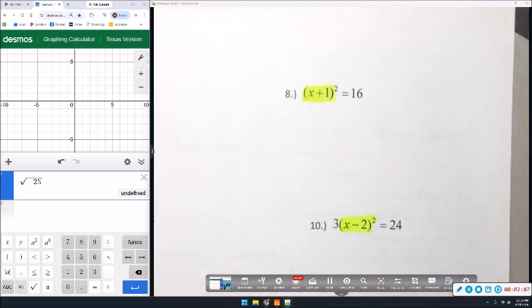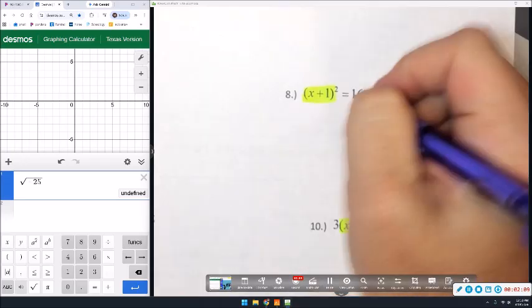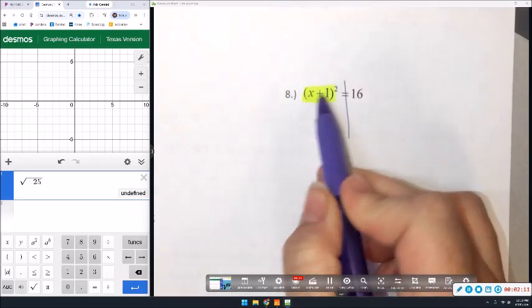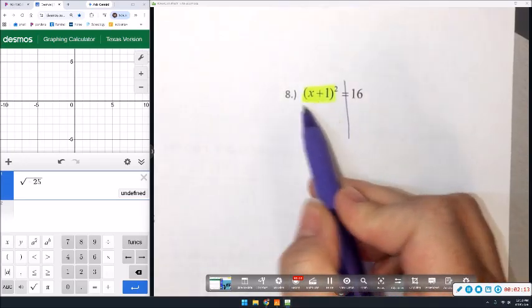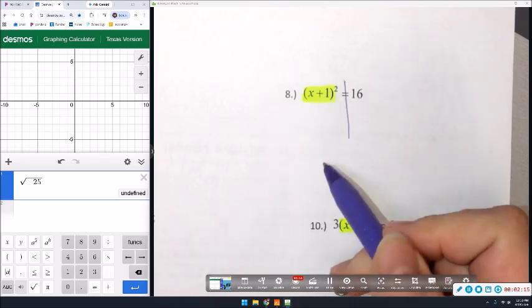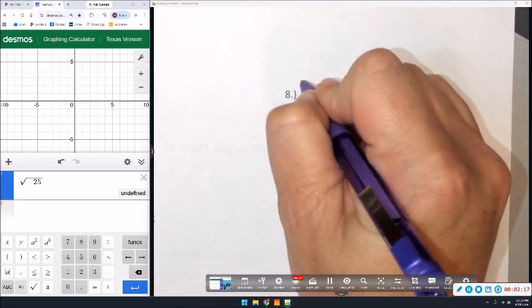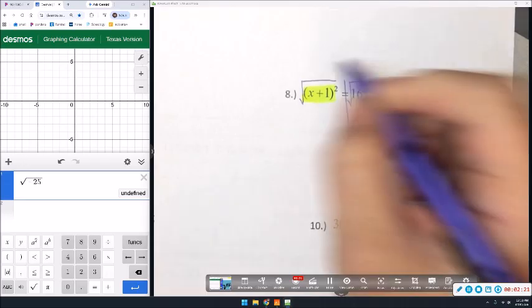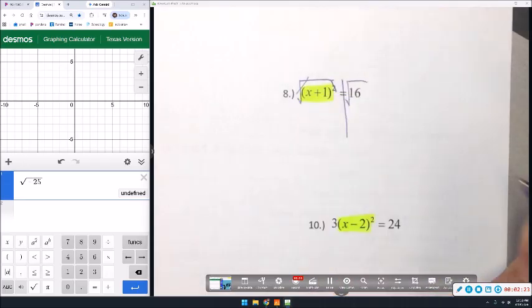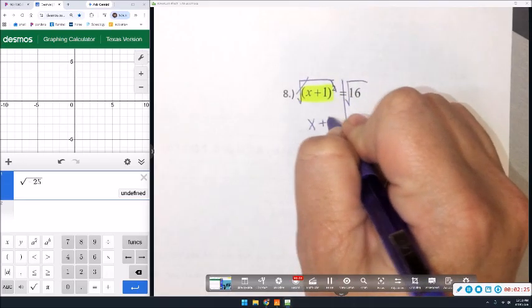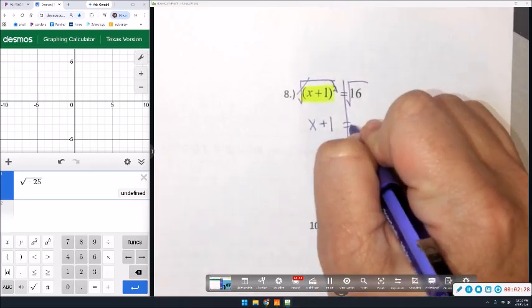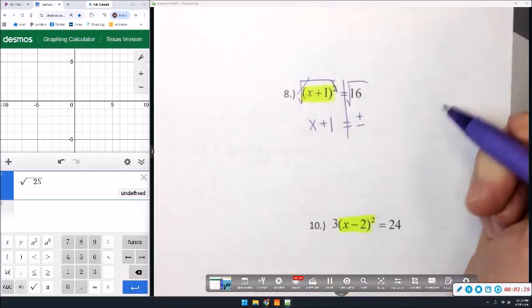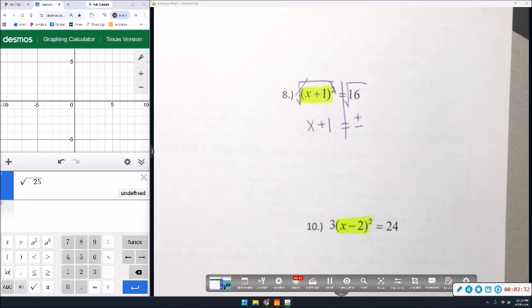Is it by itself? Is what's squared by itself? No. The whole thing is squared. Is it by itself? Yes. So I literally am just going to square root both sides. So square root cancels the squared on the left, and I'm left with x plus 1. And what's the square root of 16? 4.